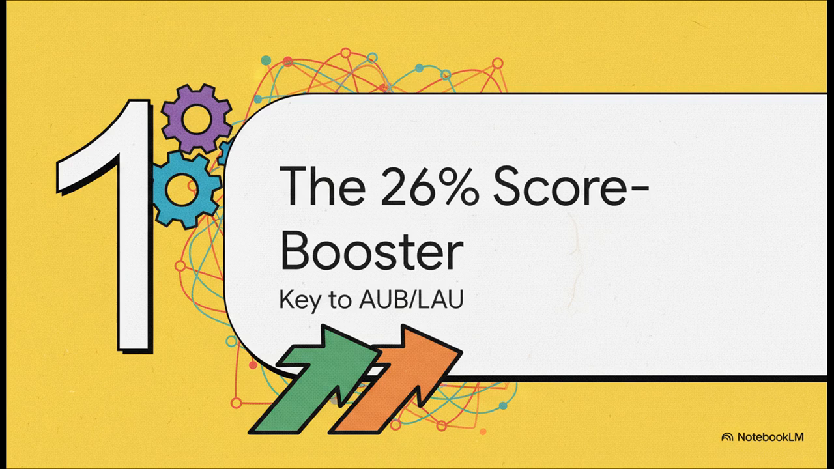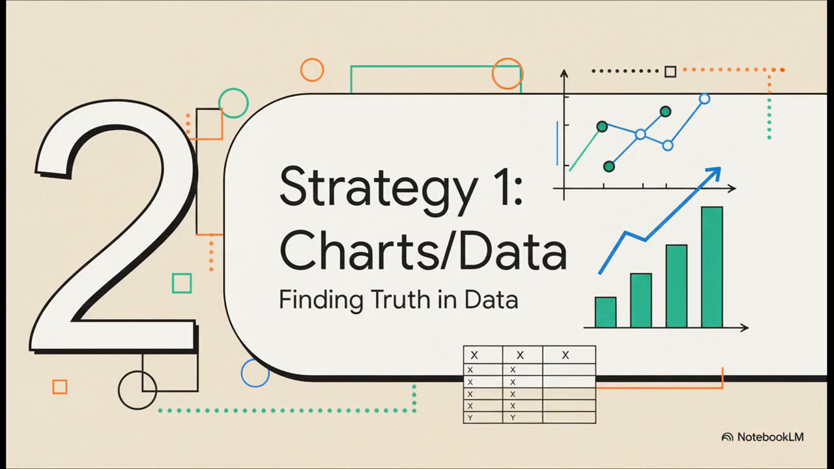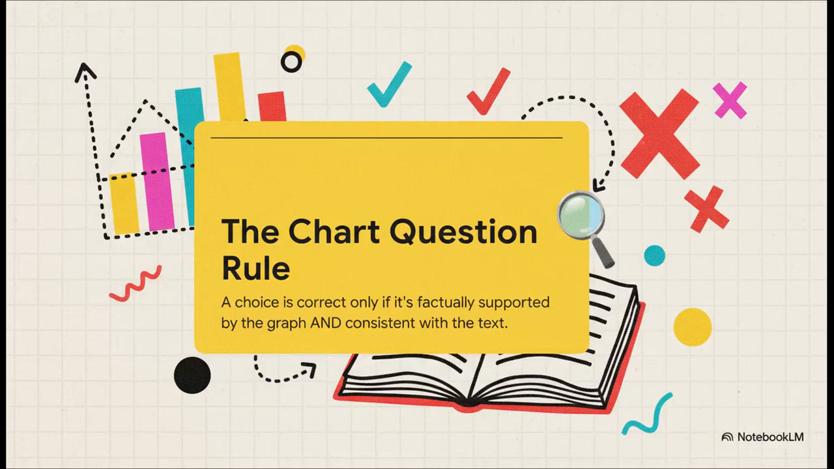We're going to cover the 2 core strategies that will help you lock in all these points and really turn this critical section into your biggest advantage on test day. First up, let's talk about those questions that throw a chart or some data at you along with the text. Now, I know they can look a little intimidating, and the biggest mistake students make is they only look at the chart or they only look at the text. But once you know the rule, trust me, these become some of the easiest points you can get on the whole test. And here it is.